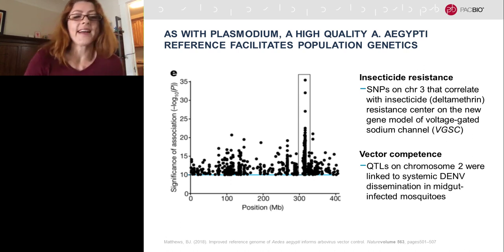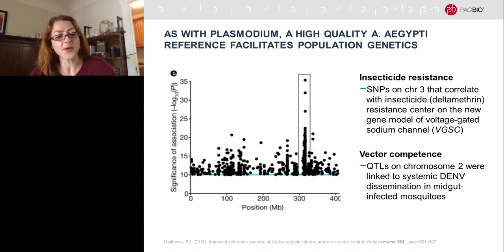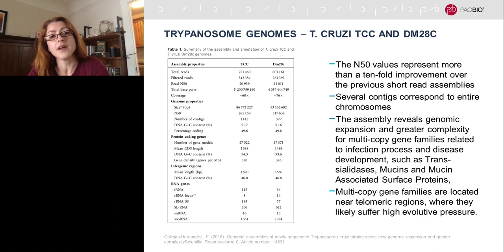Okay, so that kind of covers what I wanted to say about Plasmodium, but Plasmodium and Aedes aegypti are not the only genomes that are important to infectious disease researchers, which have recently been improved with the help of long-read sequencing. So there have been a number of publications recently focusing on trypanosome genomes. Trypanosomes are another kind of parasite that cause a number of diseases, including leishmania and sleeping sickness, among others.